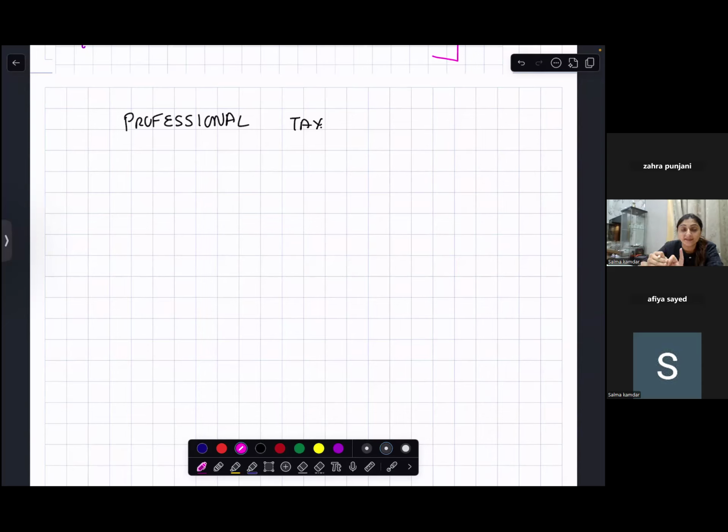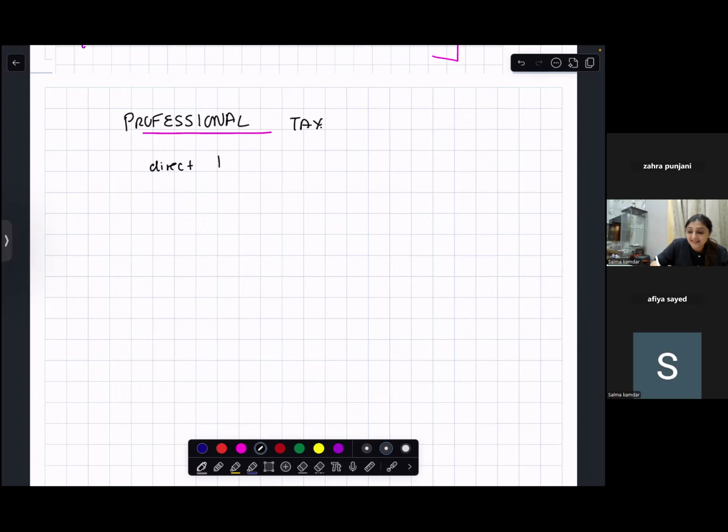Second is entertainment allowance. Whenever you say entertainment allowance, what will you say? It is for government employees only. And the third deduction is professional tax. Now, what happens in professional tax? What is professional tax? First, you should know that.